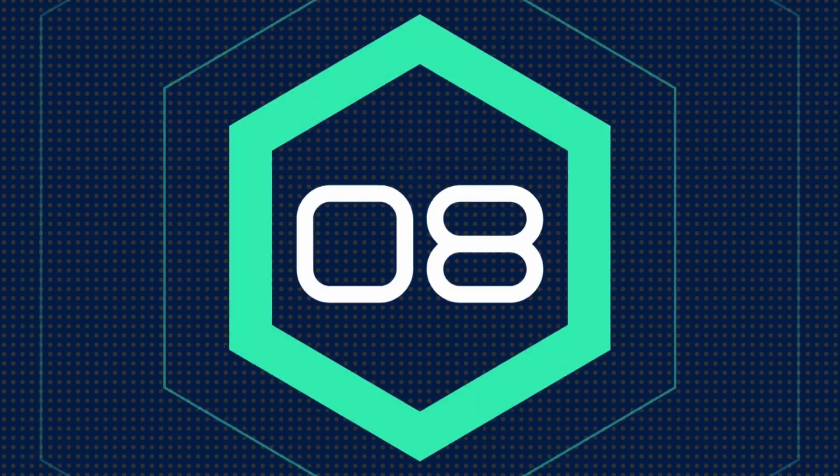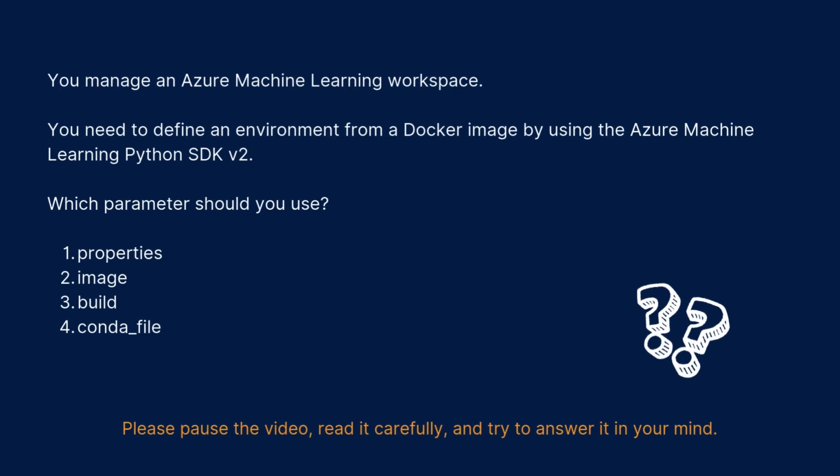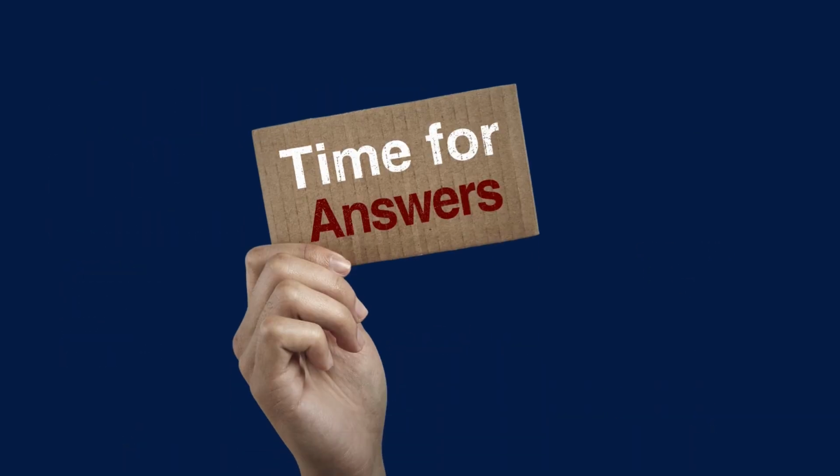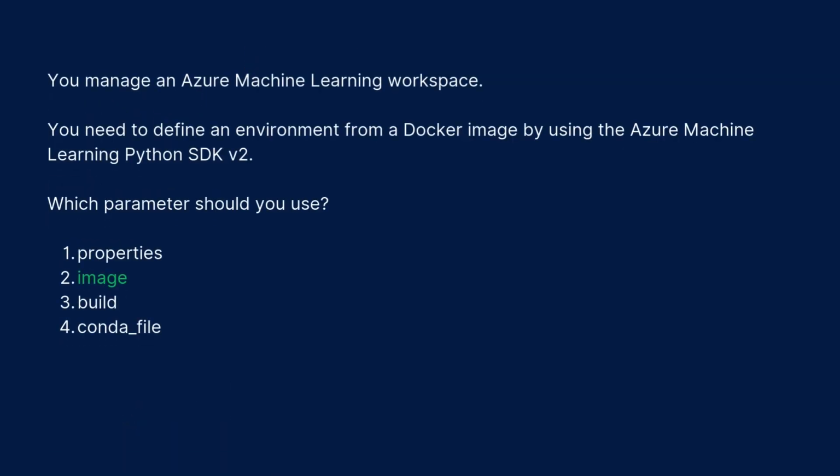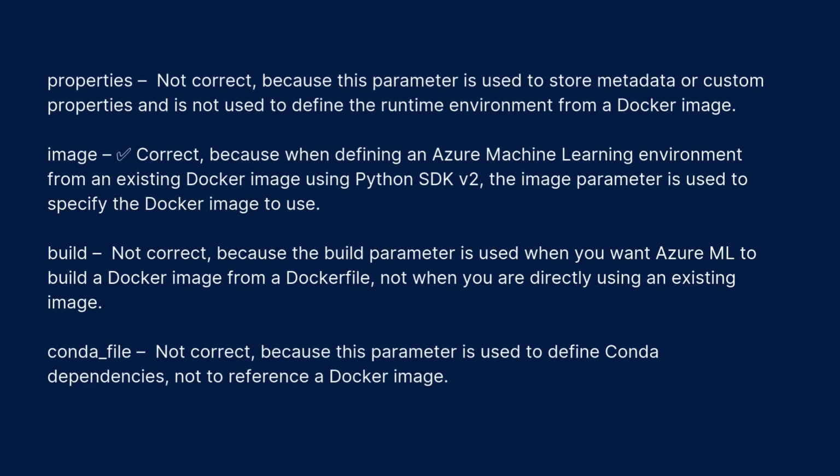Now let's go for the eighth question. You can just pause the video and try to answer it in your mind. All right, the answer here is image. Why is it correct? Because when we define any Azure Machine Learning environment from an existing Docker image using Python SDK v2, the parameter that is specified for the Docker image to use is always the image. If you have selected any other options, then you can just check why they are not correct.